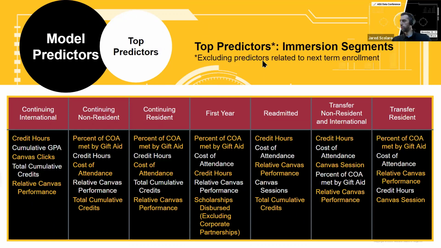I also excluded predictors that were directly related to next term enrollment, because later in the semester, when students begin enrolling in the next semester, that's a very strong indicator. If someone's enrolled next term, they're probably going to still be enrolled next term. So those tend to be among the top predictors, and I just excluded them because I thought they would be less interesting than some of the other ones. This is for immersion segments, and again, the slides will go out.